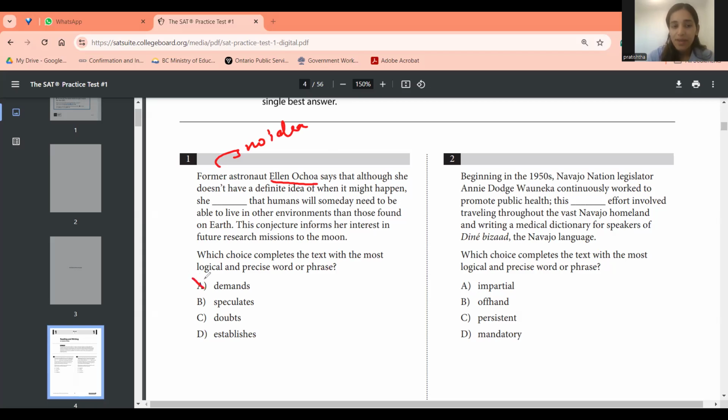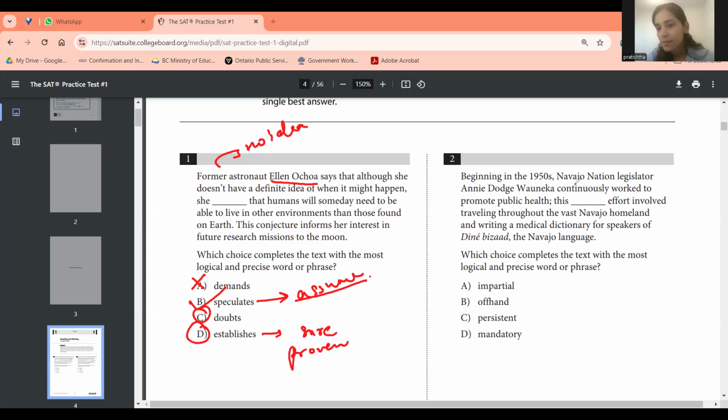So demands will never come, because she cannot demand, right? She cannot demand that from whoever. Then doubts. She does not doubt it. She is pretty sure about it, but she just does not know about the time frame. Establishes is also like when you are sure. She has established this fact. She has proven this fact. The answer is speculate. Speculate means she assumes or she is unsure. It's like not sure, but it's there. So she speculates.